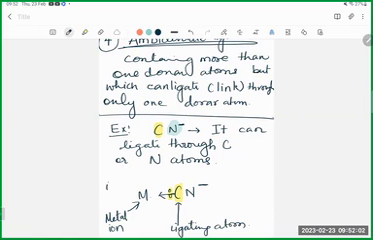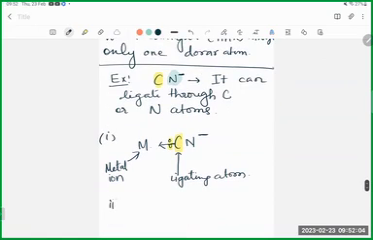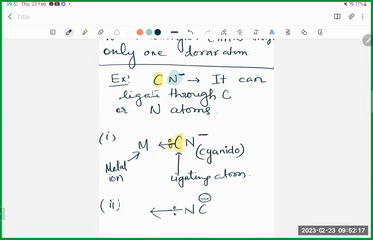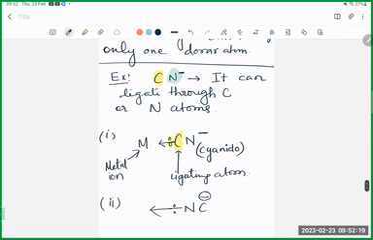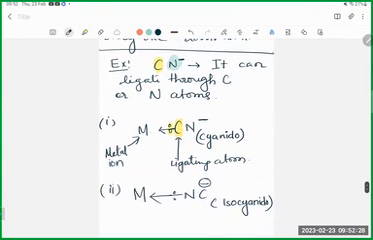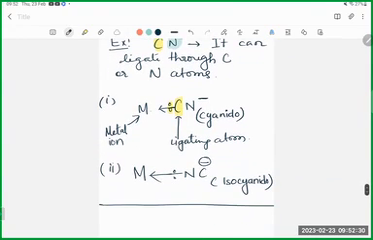The second possibility, I'll keep nitrogen in front now, and donate a pair. Clear? So what do you call this? When you keep carbon in front of the metal ion, it is cyanido. When you keep nitrogen in front, this is called isocyanido. Able to understand? Yes, ma'am. Good. This is the one example.